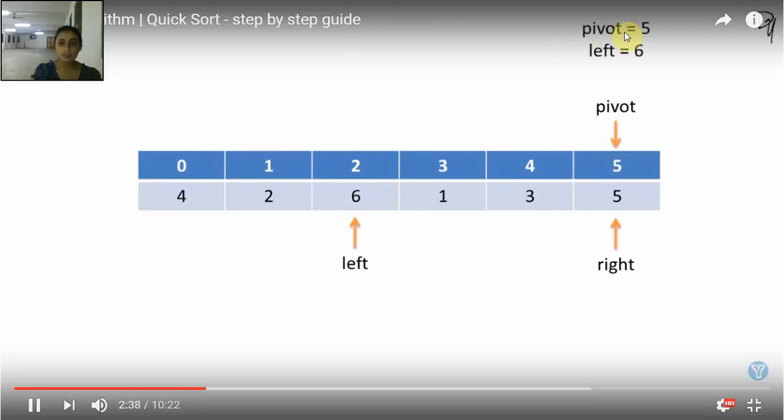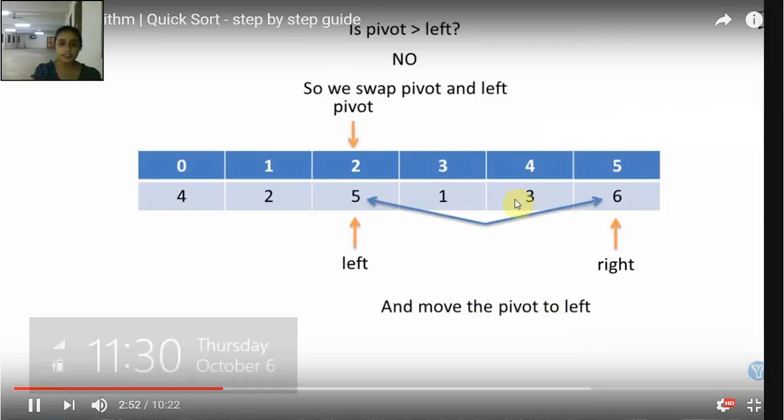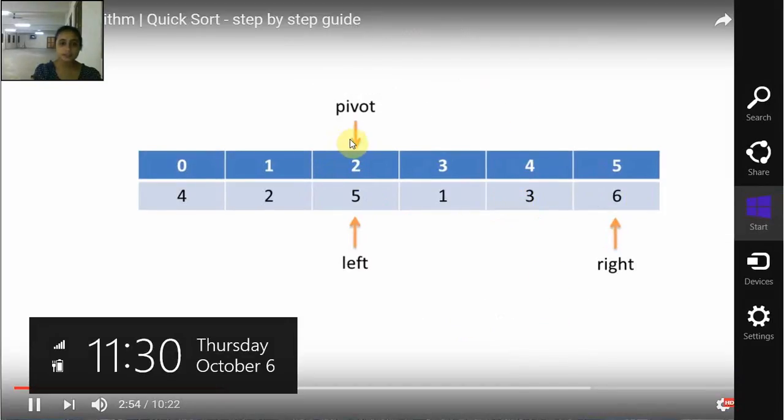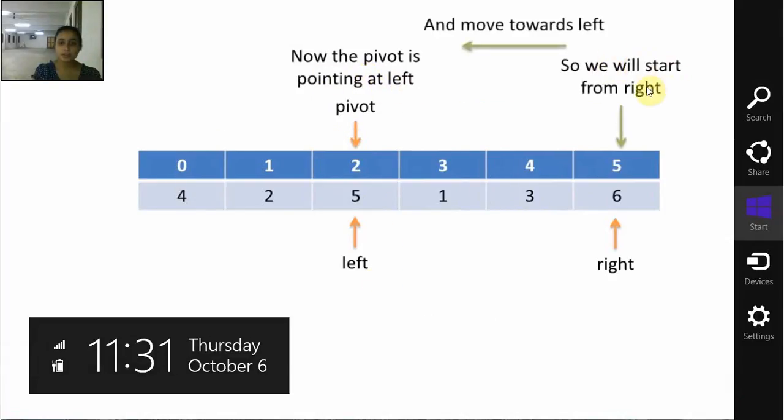Now pivot is equal to 5 and left is equal to 6. Pivot is greater than left? No. So we swap pivot and left, that is, these two elements are swapped, and we move pivot to the left, that is, pivot is moved over here. Now the pivot is pointing at the left, so we will start from the right and we move towards left.